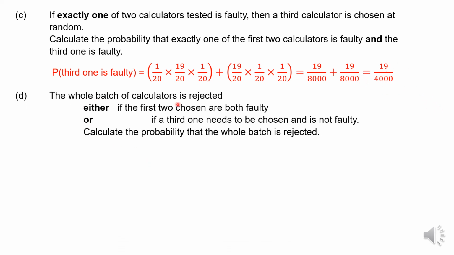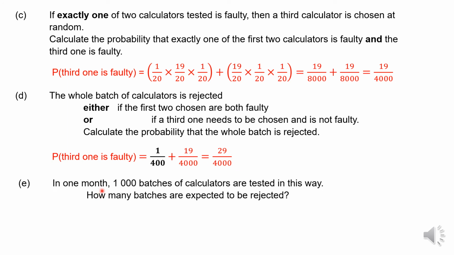Now, part D: the whole batch of calculators is rejected when this happens. Either the first two chosen are both faulty. Remember what I was saying, that value 1 over 400 that we had before. Or a third one needs to be chosen and is not faulty. So it's that 1 over 4,000 that I'm indicating in black, plus the third one that is faulty from my previous answer here. If you add this, you make the denominators the same and so on, and you get 29 over 4,000, and this is the answer. Please do not write this as decimals.